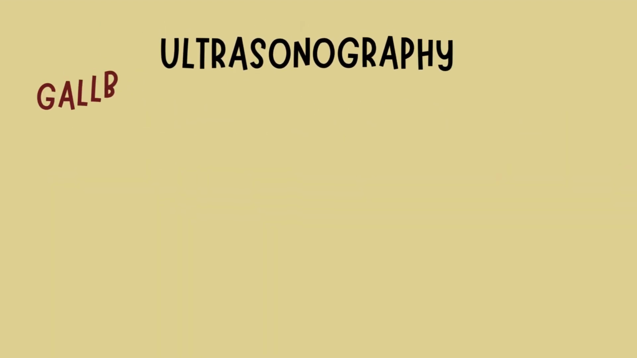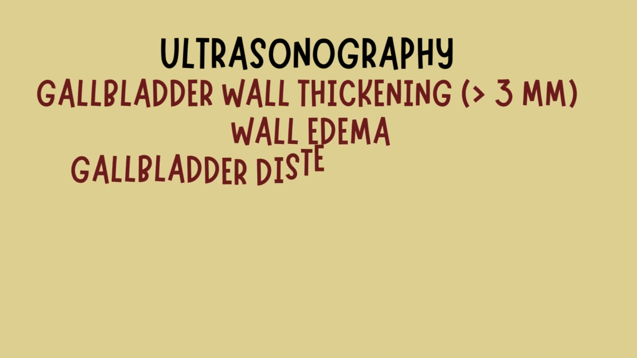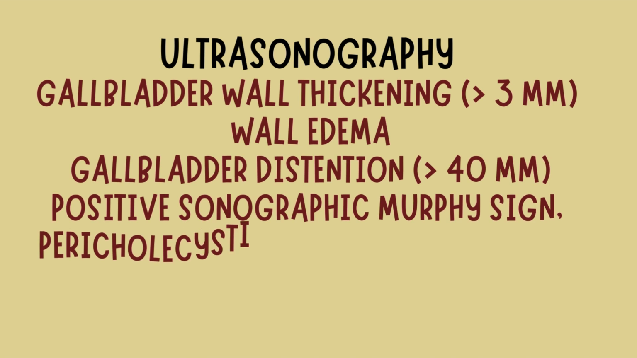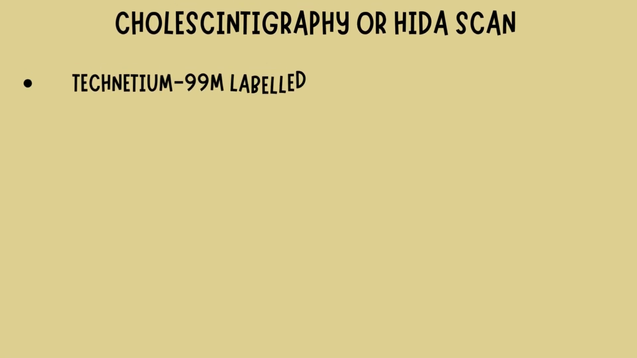In a patient with cholelithiasis associated with cholecystitis, ultrasound will reveal gallbladder wall thickening greater than 3 millimeters, wall edema, gallbladder distension greater than 40 millimeters, a positive sonographic Murphy sign, and pericholecystic and perihepatic fluid. In a patient with acute cholecystitis, a HIDA scan can also be carried out.